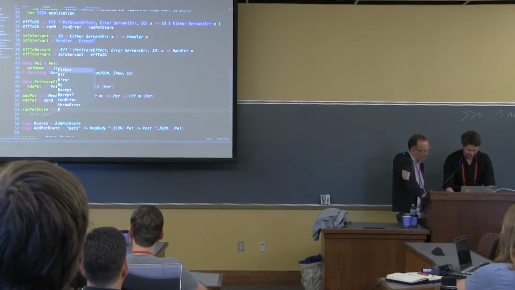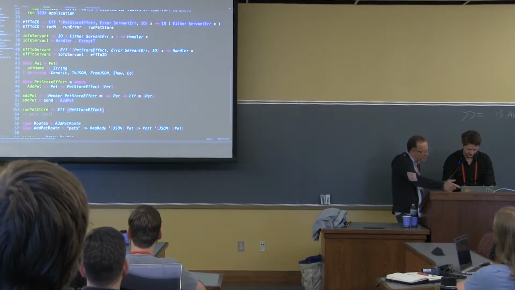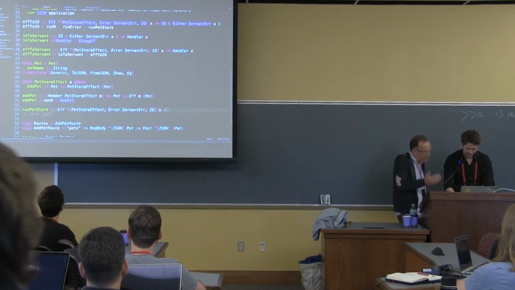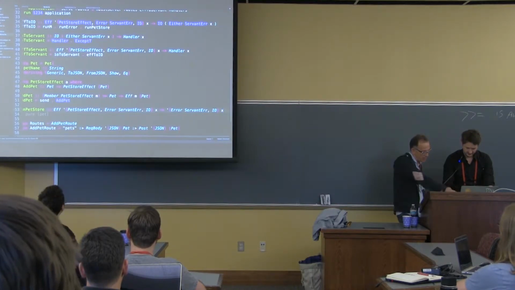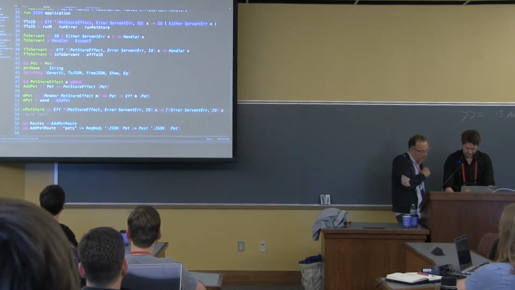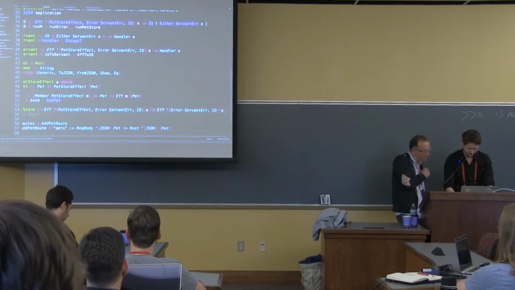It will go from an F that has a pet store effect in its stack. Let's write it simply like this. It goes from this, and we peel one layer of the onion. We peel off the pet store effect, and we need to have an F. Let's do undefined for the moment.